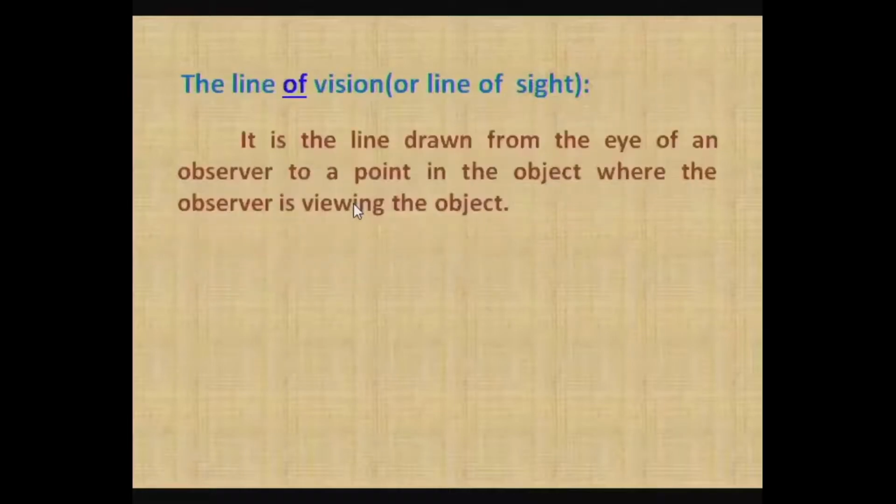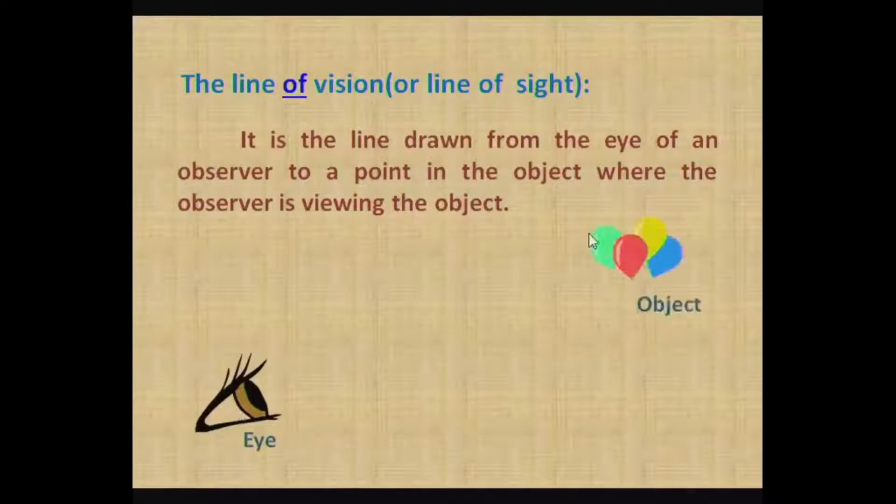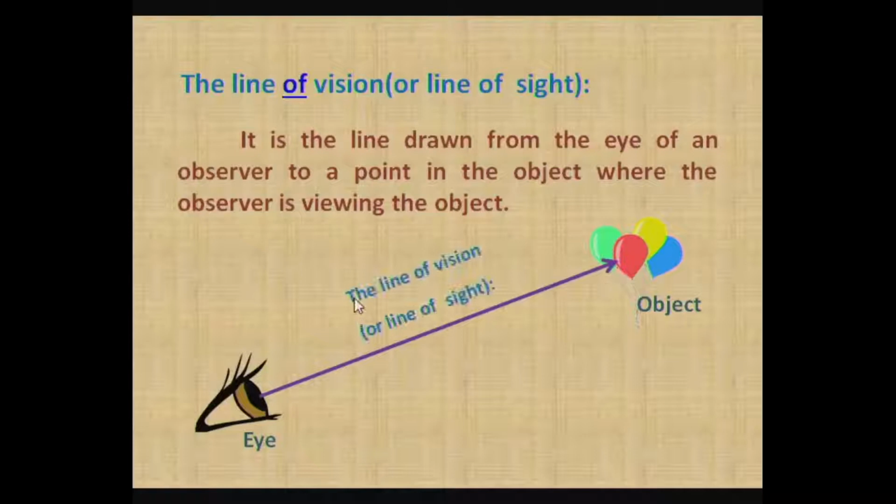See here, it is a line drawn from the eye of an observer to a point in the object where the observer is viewing the object. See, this is the eye of an observer and this is an object he is viewing, and we are drawing an imaginary line from the eye to the object, which is called the line of vision or the line of sight.